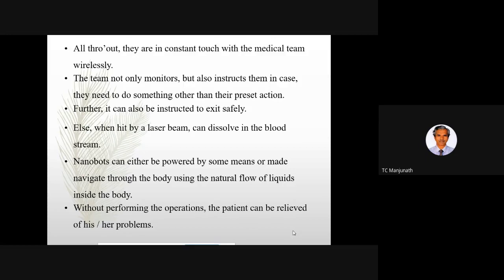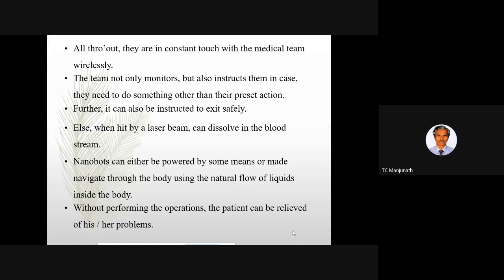See, you take an injection, right? At that injection point a nanobot can be inserted, and it can be ejected out by some other means. Or once it is hit by a laser beam, it can get dissolved in the bloodstream directly. So these nanobots can be powered by two means. Actuators, as I already told you, sensors and actuators.